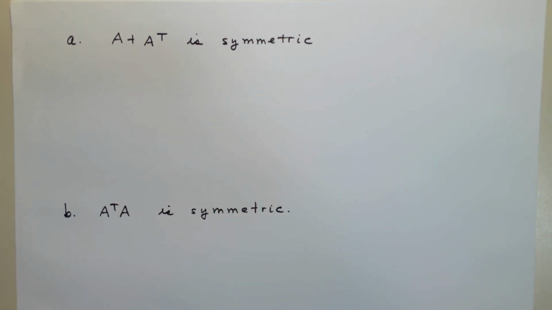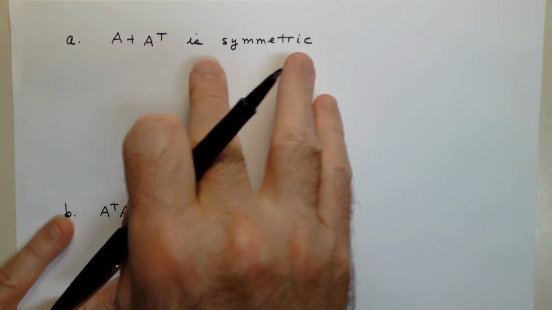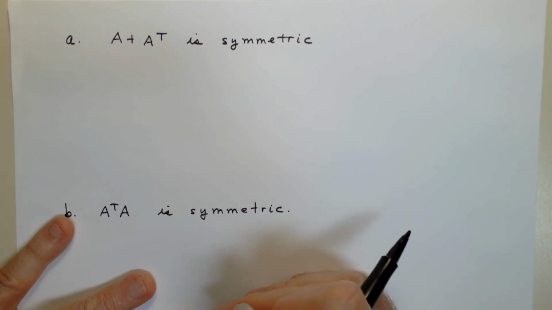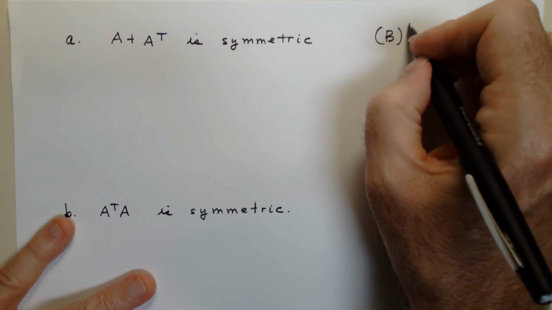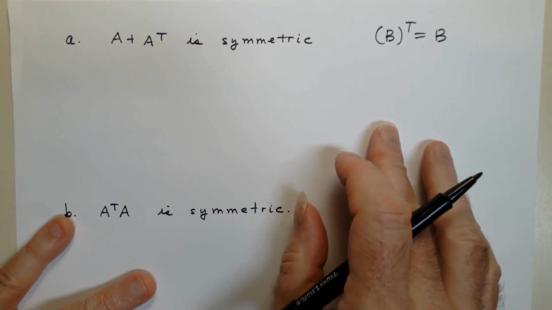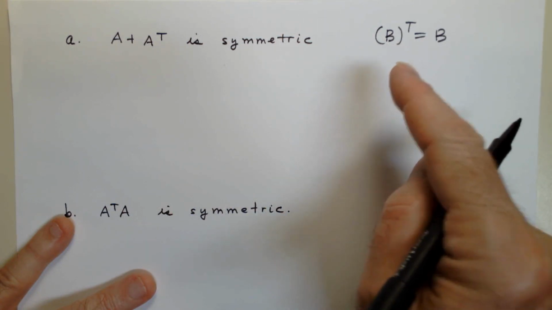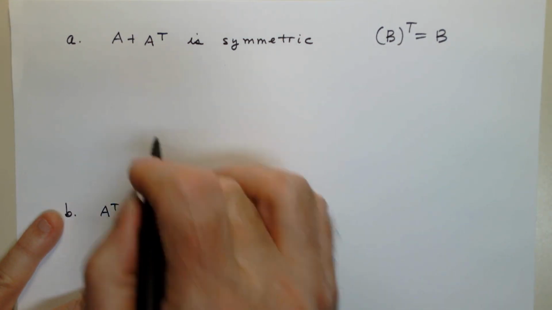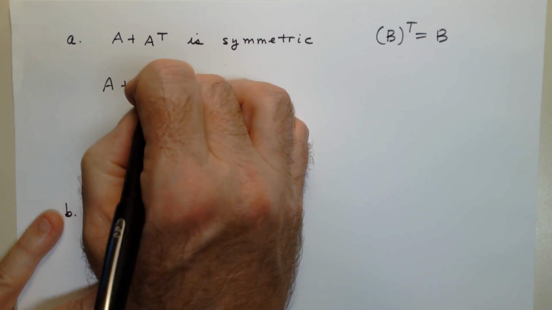So what if I add a matrix A and its transpose? I want to show that that matrix is symmetric. Now, let's remember what it means for a matrix to be symmetric. B is symmetric if I take its transpose and I just return back to the matrix itself. So one way to think about how to prove a matrix is symmetric is to show that its transpose is just itself. So with that guiding principle, let's go ahead and take a look at this.